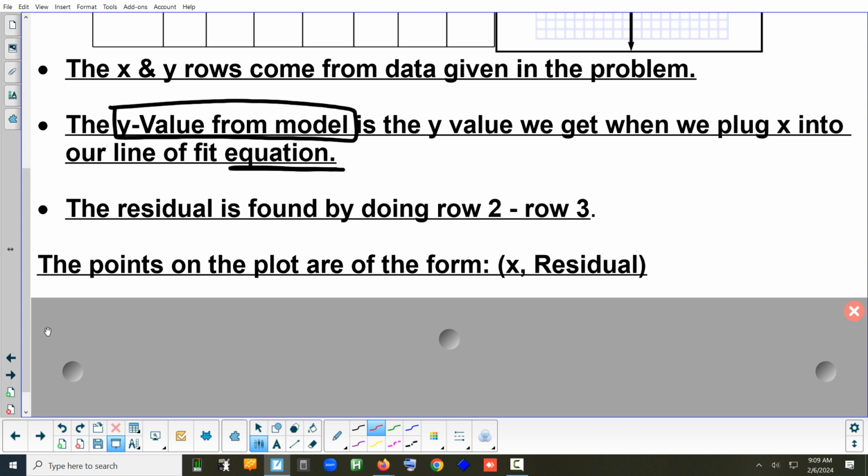So this picture that we're going to make from these steps is going to tell us how good the line that we drew is. If our residuals are really high, we're probably going to want to go back and draw a better line. If the residuals are low, that's what you want to happen. You want the residuals to be very low.